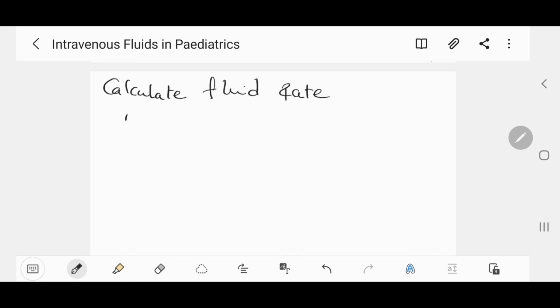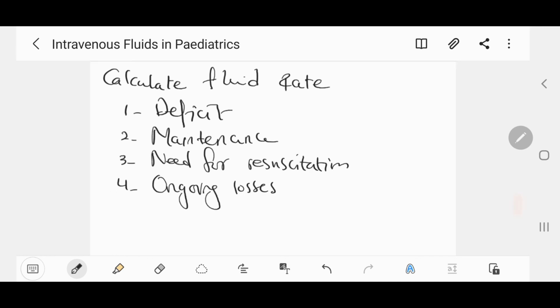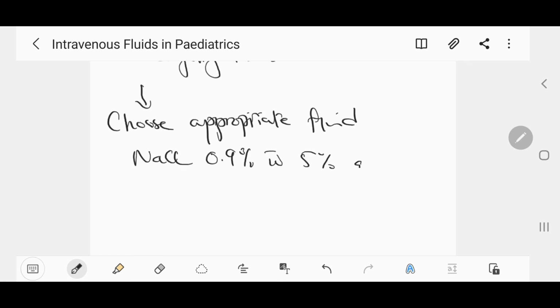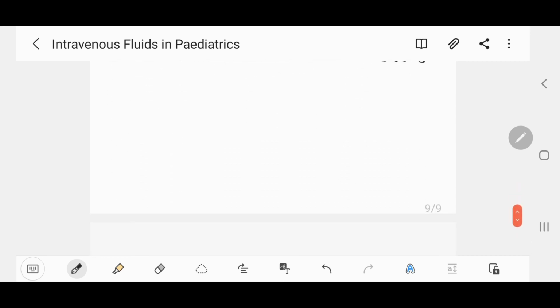Then after that, we calculate the fluid rate according to what we mentioned before: deficit, maintenance, need for resuscitation. We always assess the need for resuscitation, and according to ongoing losses. Okay, and then after the assessment, we choose the appropriate fluid. Routinely, it's the standard fluid, which is sodium chloride 0.9% with 5% glucose. And then reassess within 6 hours. So that's the summary of IV fluids.